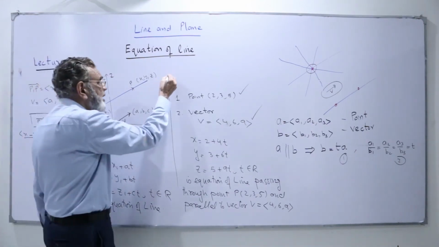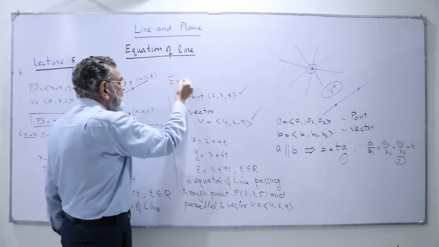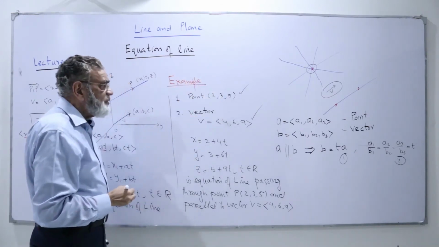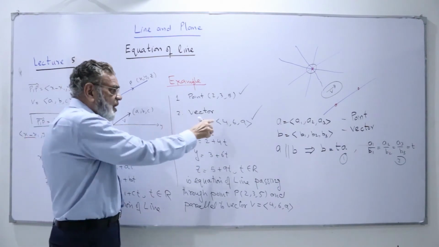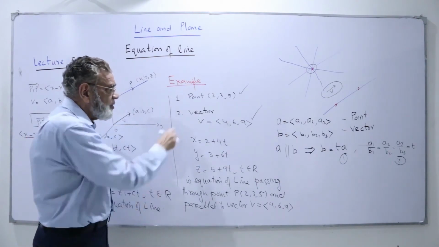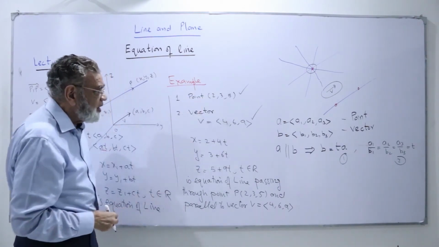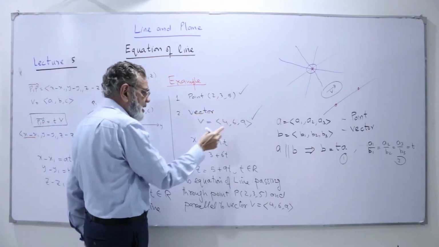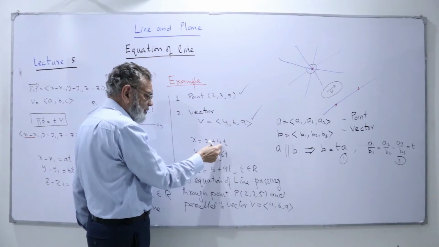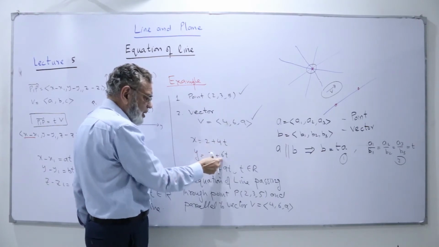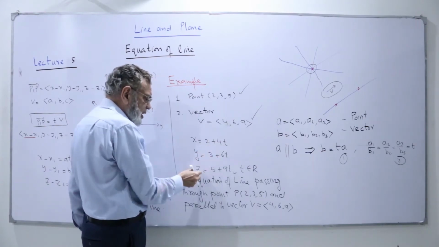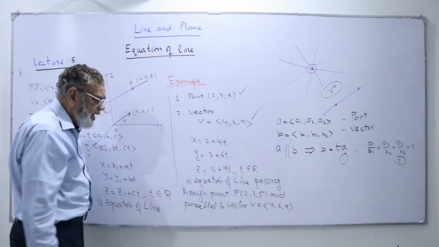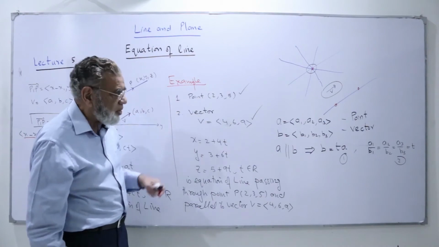And then we have the example. We are given a point P with components 2, 3, and 5, and a vector with components 4, 6, and 9. So this is my x1, y1, z1, and this is my a, b, and c. So x is equal to x1 plus at, y is equal to y1 plus bt, z is equal to z1 plus ct, and t is a real number. This is the equation of the line passing through this point and parallel to this vector.